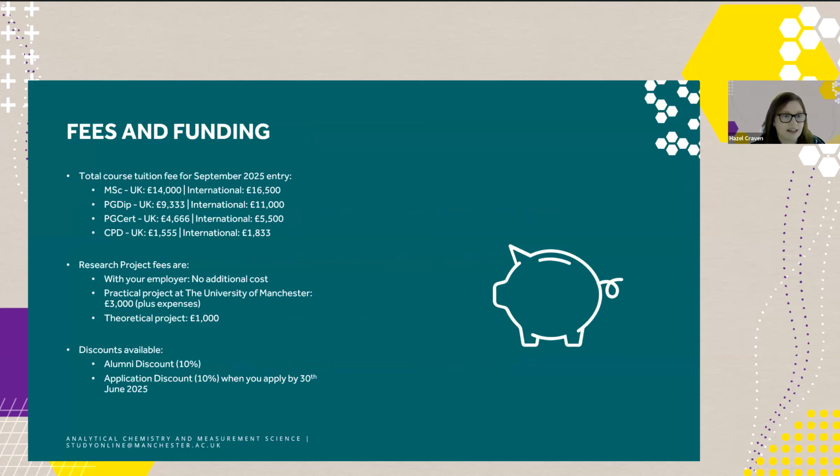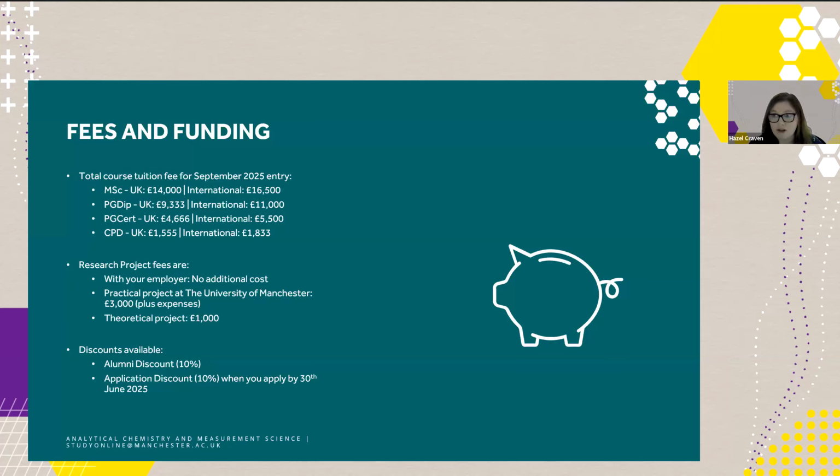So in terms of fees and funding, you will see that the fees are broken down depending on which level of study you opt for. So if you opt to study one unit for the continuing professional development, then if you're a UK student, that is £1,555, or £1,833. Basically it's worked out per the number of credits that you study, going right up to the full price for the Masters, which is £14,000 for UK students, or £16,500 for international students.